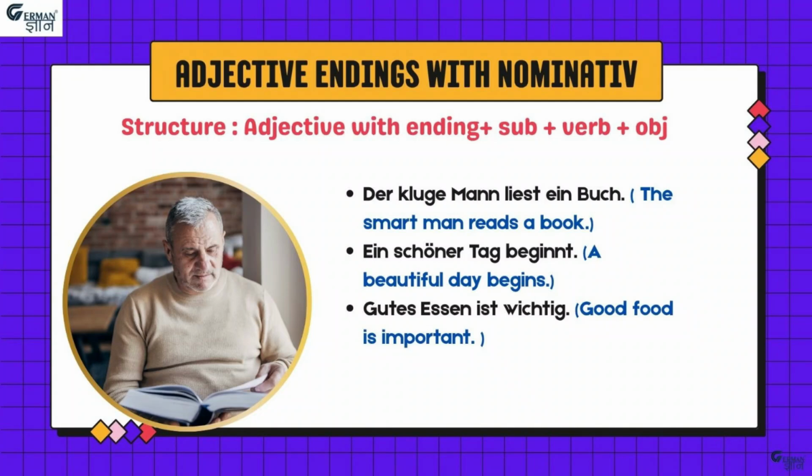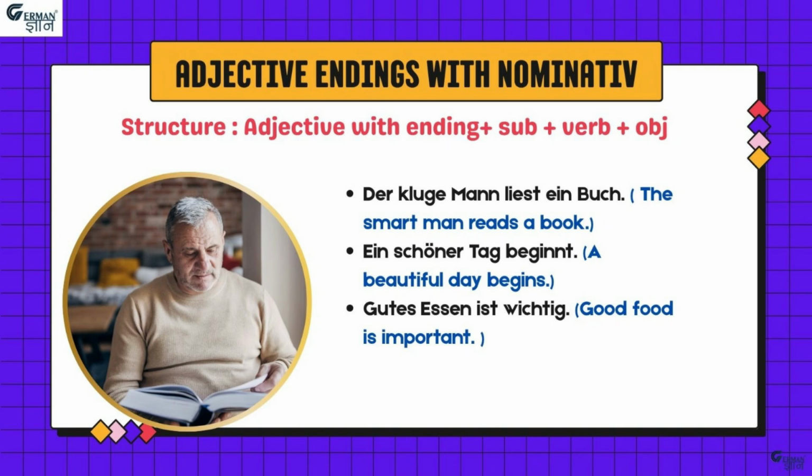A2 level also has a grammar topic of adjective endings. That means whenever you are writing an adjective, you have to put the ending. For this you have a table. Now when you are using adjective endings in the nominative case, then your sentence structure will be that first your adjective will come, then your adjective will take the ending, and then you have to write the subject, then verb, and then the object. So your first example, der kluge Mann liest ein Buch, means the smart man reads a book.